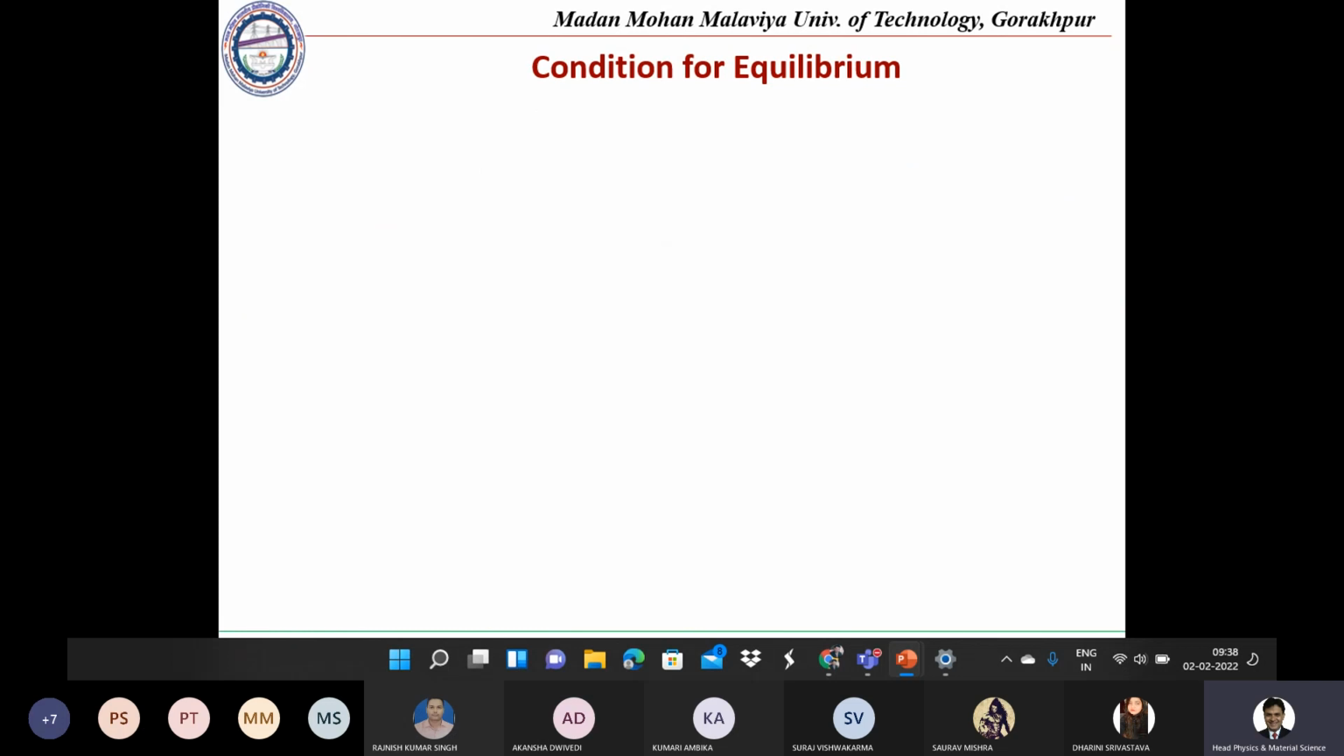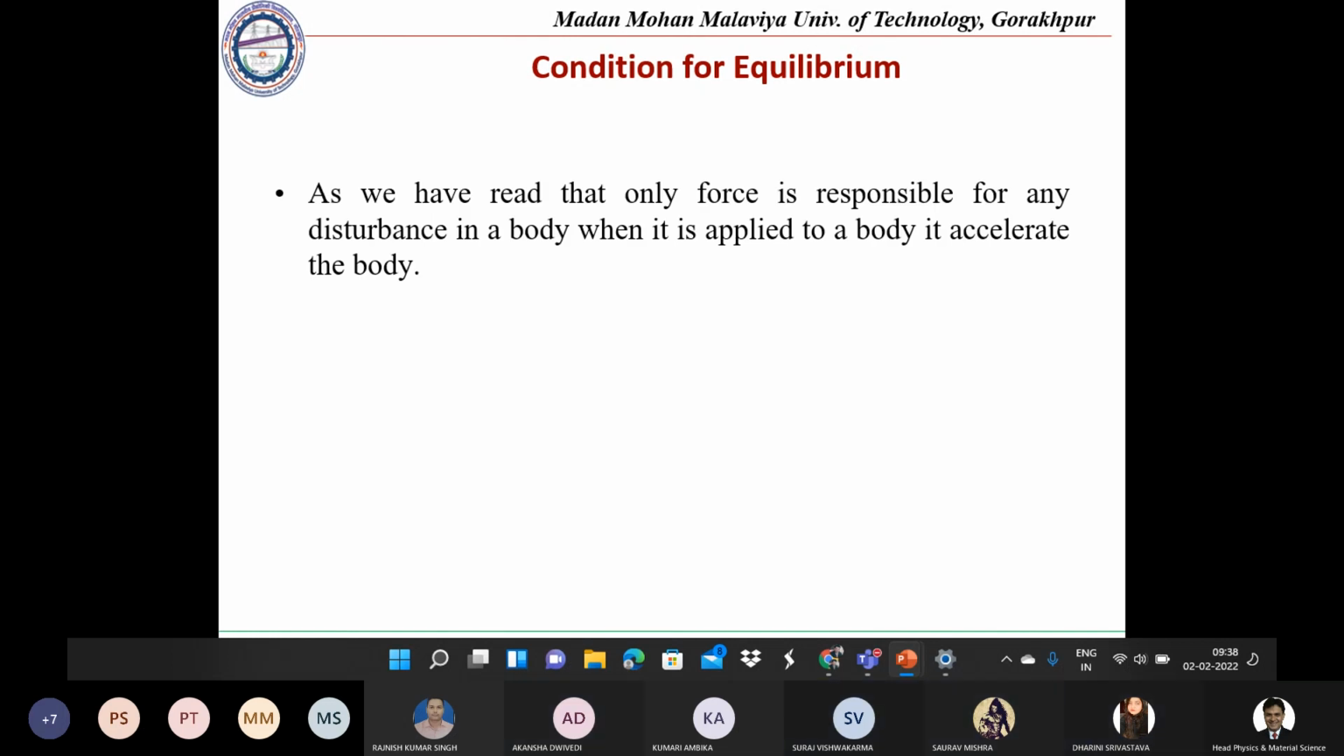So condition of equilibrium means how the system will be in equilibrium condition. I think I am audible to you people now. Yes, sir. Okay. As we have read, only force is responsible for any disturbance in a body.